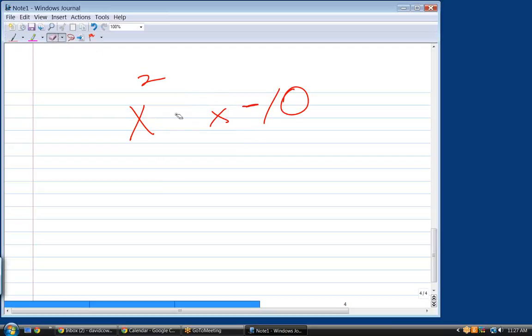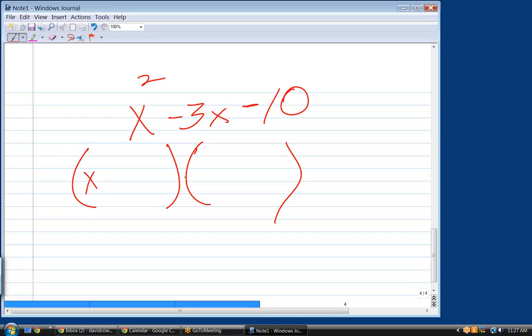One level harder, where that's a minus sign. Still elementary, still my level 1 quadratic, but it's getting to be a little harder because the sign in front of the constant is now negative.